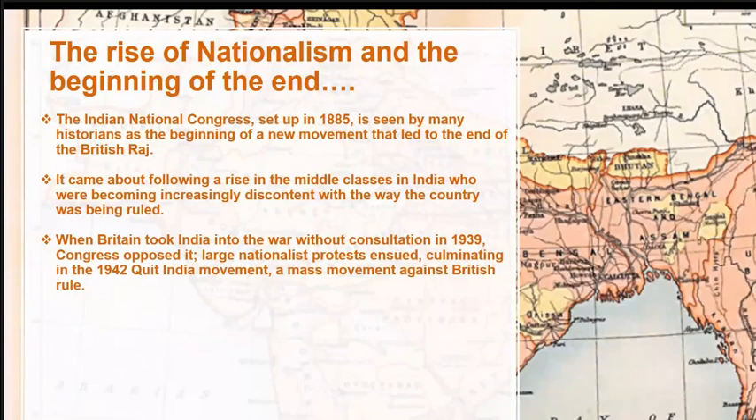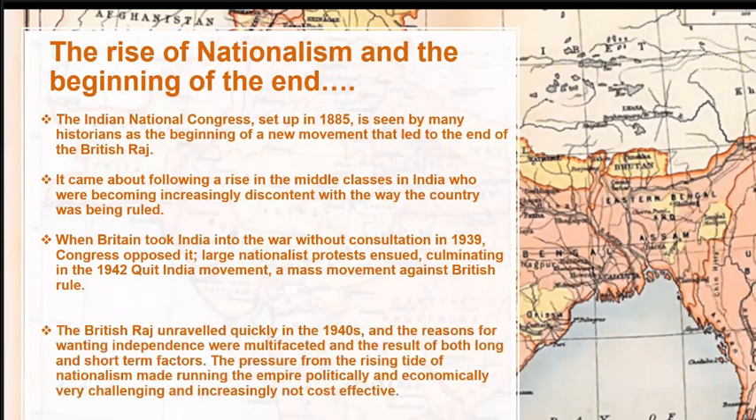And basically, there's a huge movement that started in 1942, the Quit India movement, which was a mass movement against British rule. And then it was in the 1940s that the British Raj started unraveling. The reasons for wanting independence were obviously lots of things around long-term and short-term factors. But there was this really big tide of nationalism.